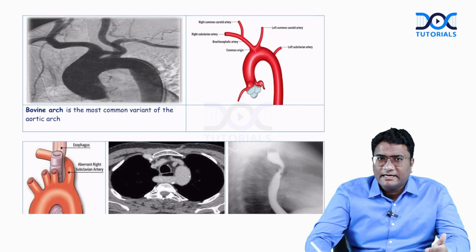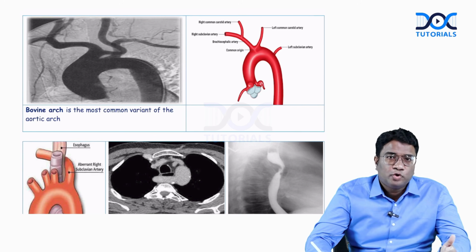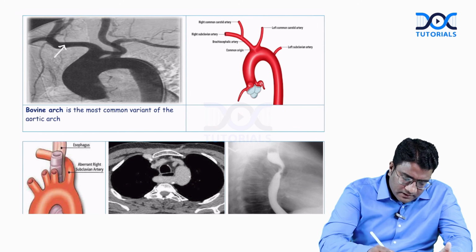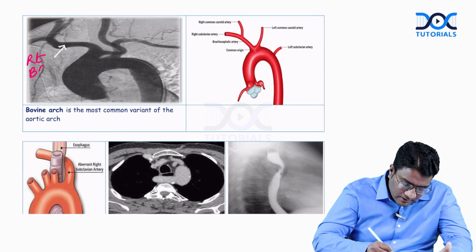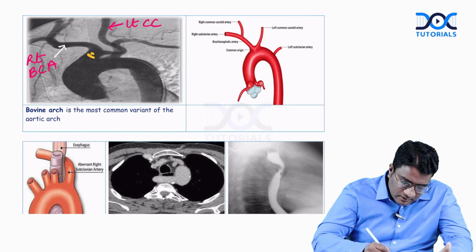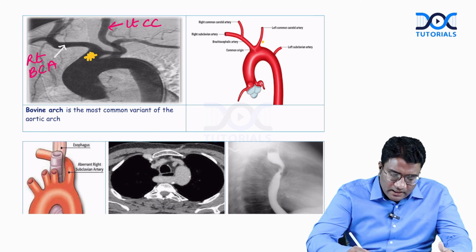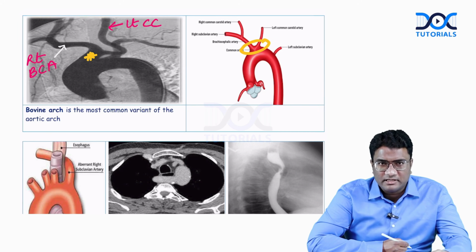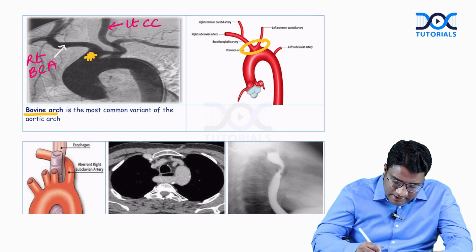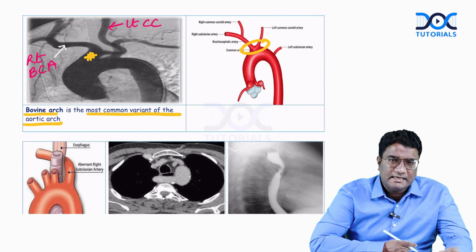But instead of getting three direct branches, if we get two branches from the arch of aorta, and there is a common origin of the right brachiocephalic artery and the left common carotid, coming commonly from a single vessel, this is called a bovine arch. Bovine arch is the most common congenital anomaly, the most common anatomical variant of the arch of aorta.